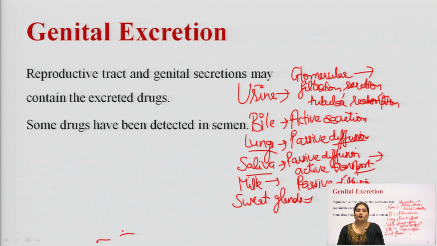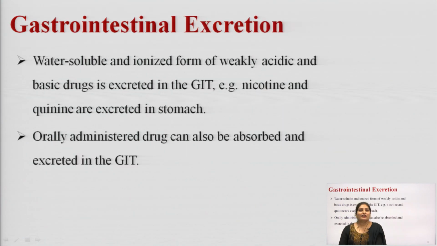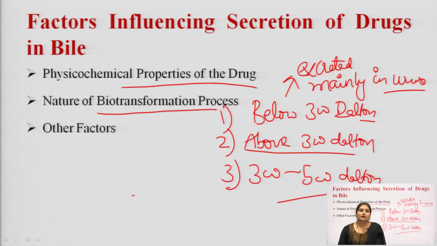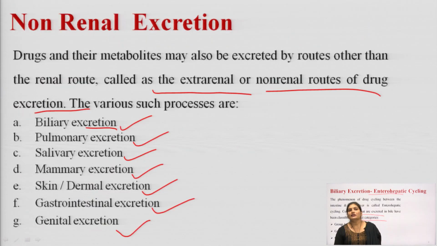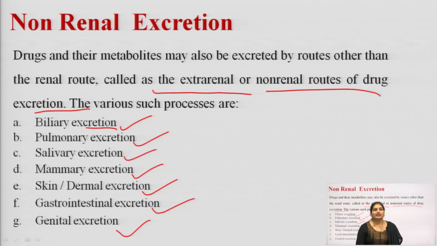Okay. So, before ending this lecture, let us have a recap. I have told you about the different non-renal routes of drug excretion. We have these 7 types of excretion. First one is the biliary excretion. When the drug excretion takes place through bile, then it is called the biliary excretion.